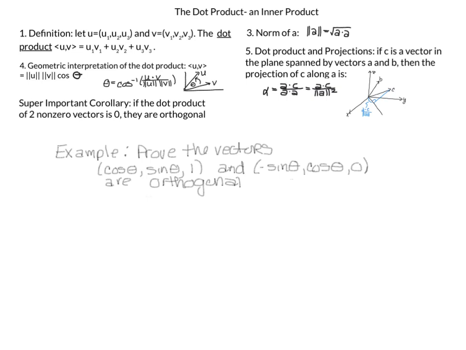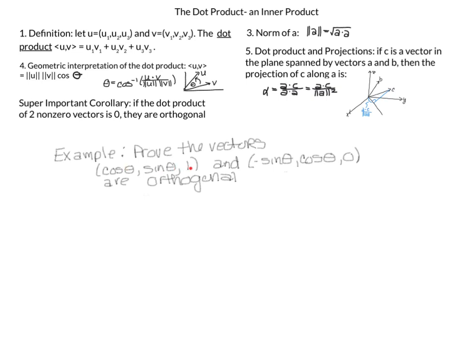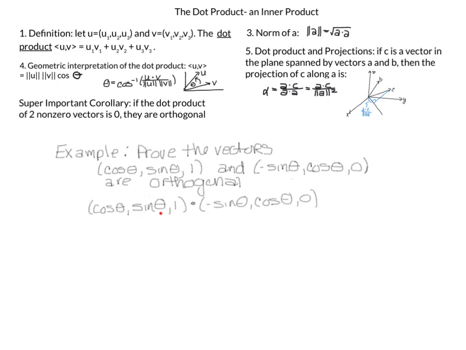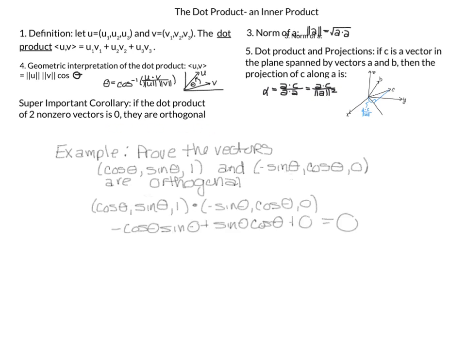My next example, prove the vectors cosine theta, sine theta, 1 and negative sine theta, cosine theta, 0 are orthogonal. So I'm going to take the dot product of those two vectors, and remember, if the dot product is equal to 0, then they are orthogonal. So if I can show the dot product is 0, then I'm done. Here I did the dot product, and you can see my sum is equal to 0. So by my corollary over here, I have shown that the two vectors are orthogonal.